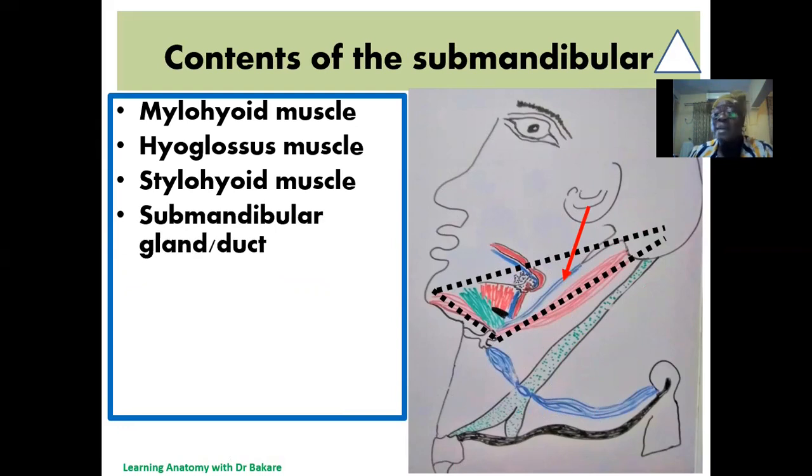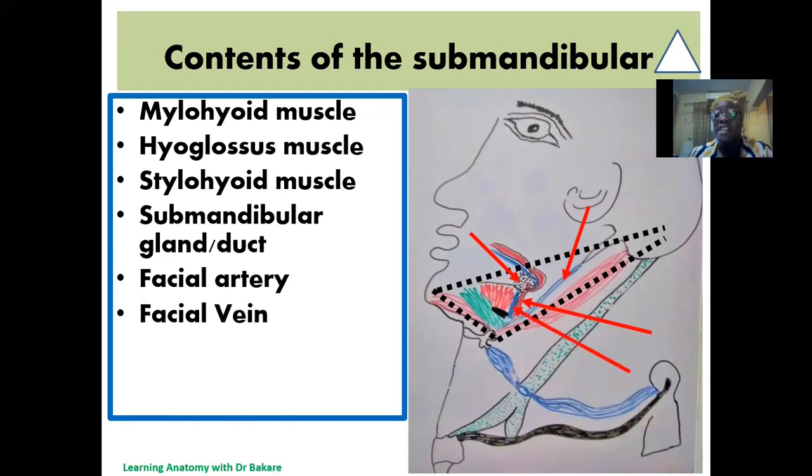Then we have the submandibular gland. The submandibular gland is located within this triangle, and also the submandibular duct, which is also referred to as Wharton's duct. And this is the submandibular gland. We also have the facial artery. The facial artery is a branch of the external carotid artery, which is seen around this region, but gives off a facial branch that extends into the submandibular region to supply the submandibular gland. So that is why the facial artery becomes part of the component of the submandibular triangle. And this is the facial artery.